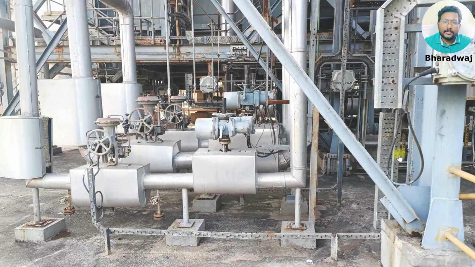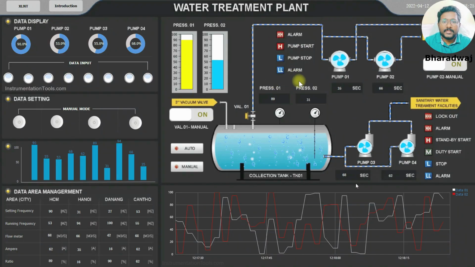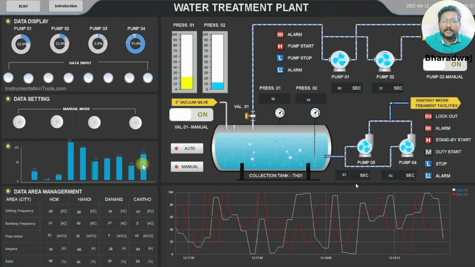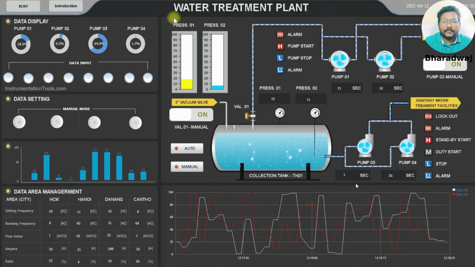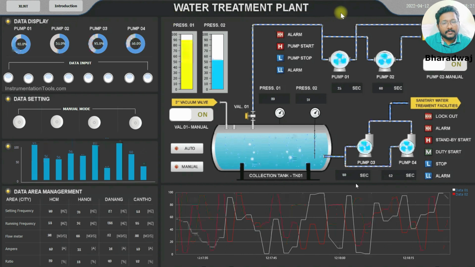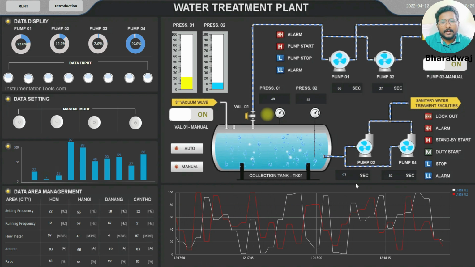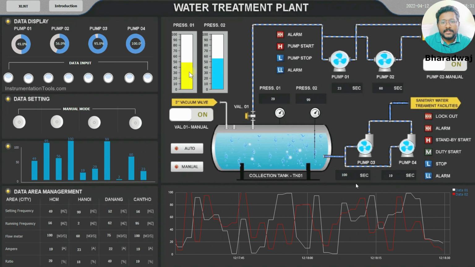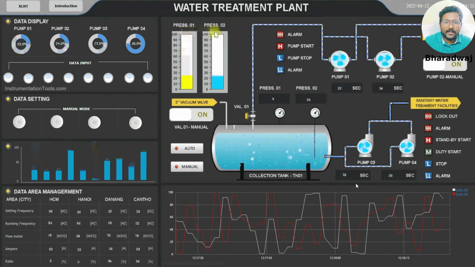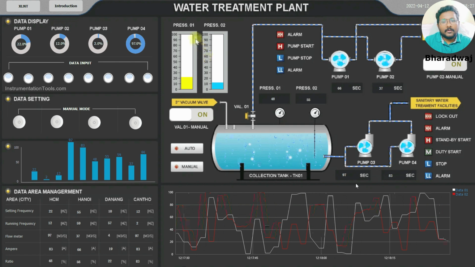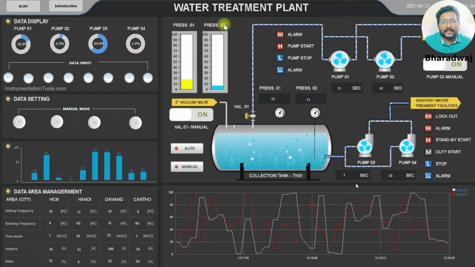In this video, I will show you how the operator in a control room can view these instruments data. If you see these graphics, this is related to a water treatment plant. Now observe how the instruments data are displayed. If you see these two, these are pressure related signals. Okay, pressure transmitter 1, pressure transmitter 2.